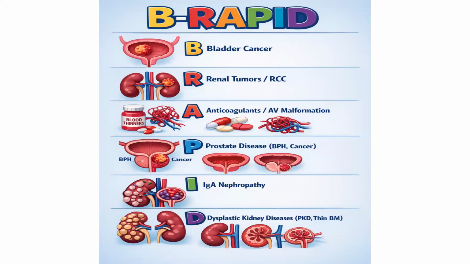This is a mnemonic to remember the causes of painless hematuria. Commonly tumors, bladder, renal. B for bladder, such as bladder cancer. R for renal tumors. A anticoagulants and AV malformations. P for prostate diseases such as BPH and cancer. I is IgA nephropathy and related nephrological causes. And D is dysplastic kidney disease as well.